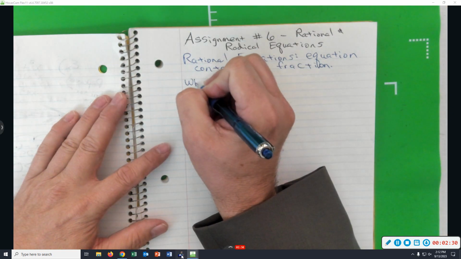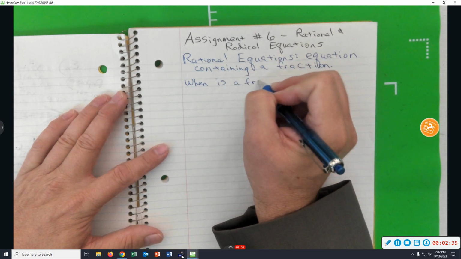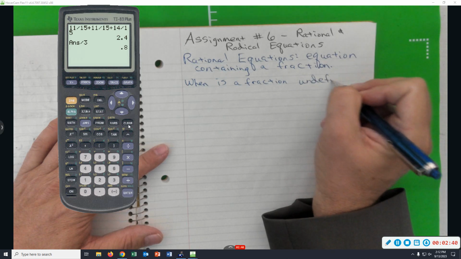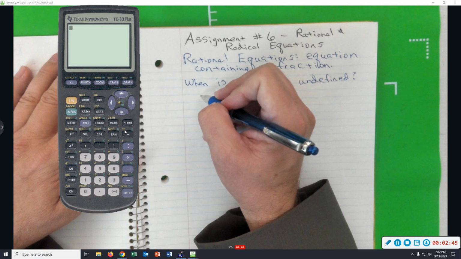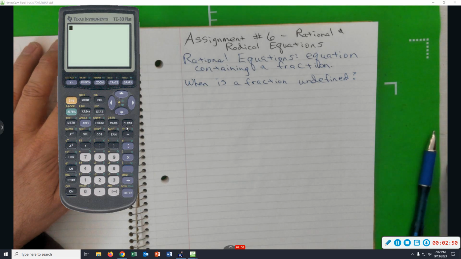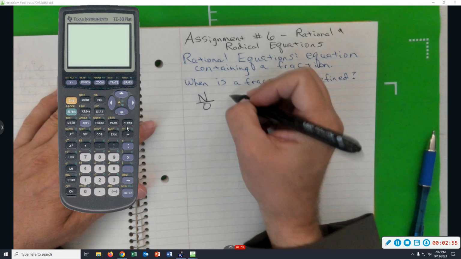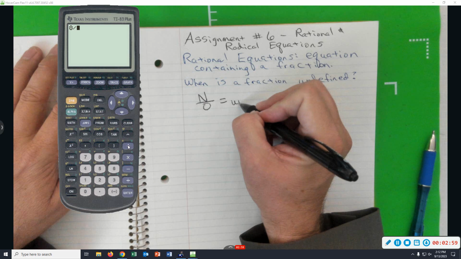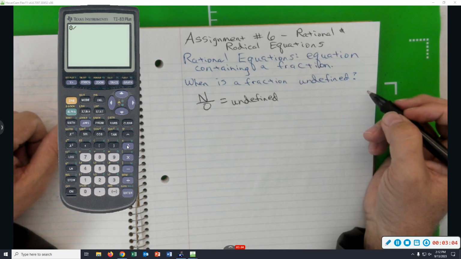When is a fraction meaningless? That's what I mean by undefined. I'm just going to tell you right now because I have a way that you can remember it. A number divided by zero. If you have a number and your denominator is zero, then the fraction is undefined. Now think about why that is.